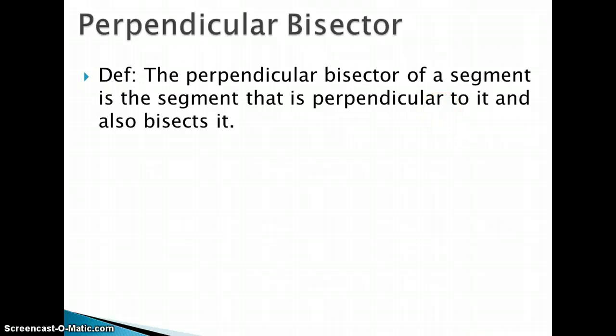The first is perpendicular bisector. The perpendicular bisector of a segment is a segment that is not only perpendicular to it, but it also bisects it. So if you want to think of this in terms of triangles, it's an altitude and it's a median at the same time.